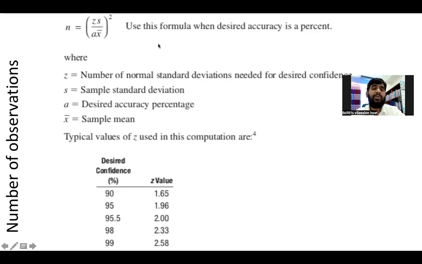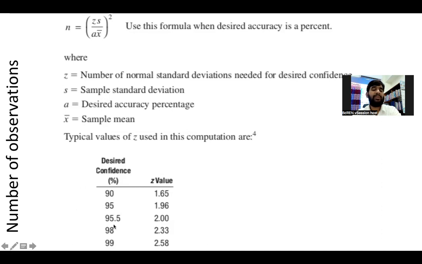All right. This formula will be used when you need to know the accuracy in percentage. And Z here means the number of normal standard deviations needed for the desired confidence. And when you are usually doing a research or any job that is based on samples, we use a confidence level.